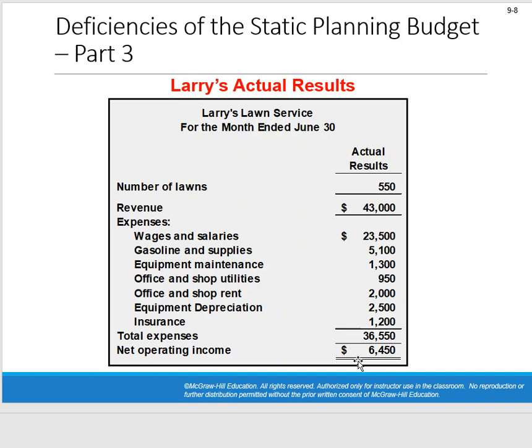That's not good business. The question becomes, if we mowed an extra 50 lawns, what do we then expect our net operating income to be? Was 6,450 actually good, or are we coming up short here? So our overall revenue at this actual level of activity, 550 lawns, we brought in revenue of 43,000, and these are our actual expenses for the month, 36,550, and we get a net operating income of 6,450.